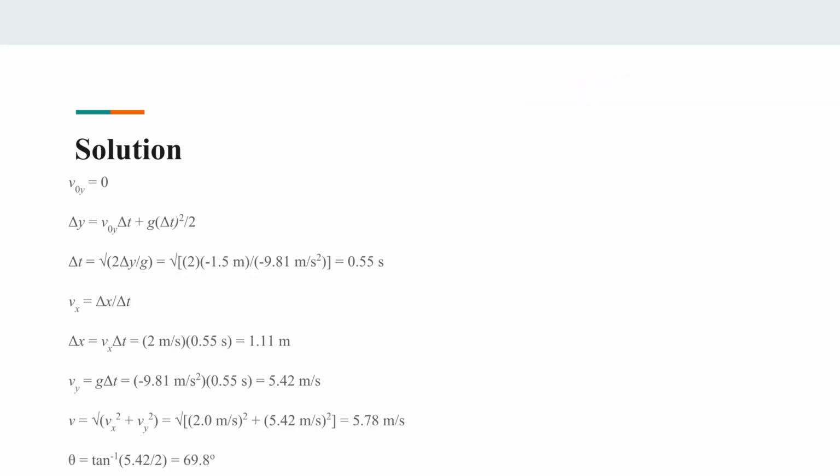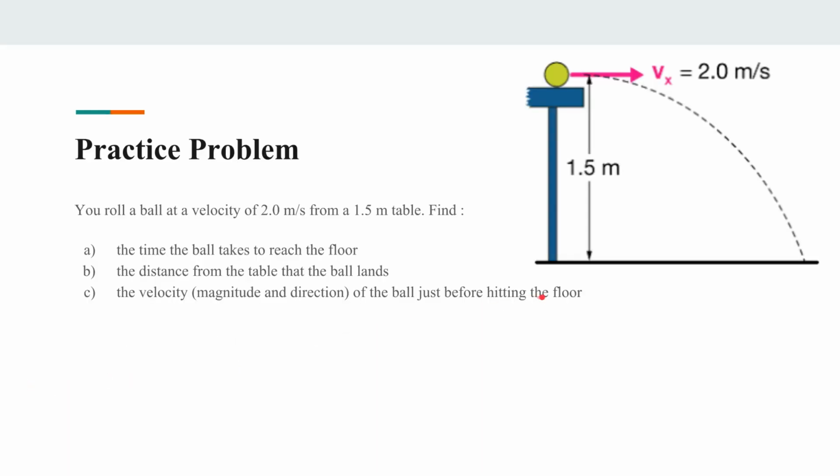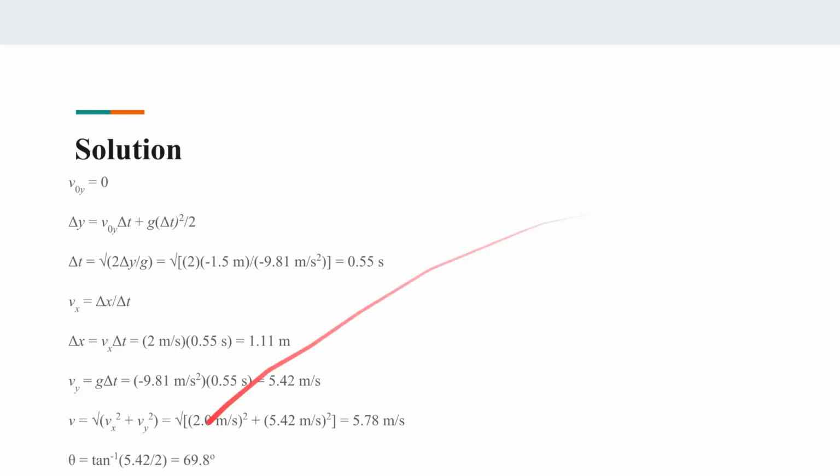So now we're working on part C. So where were we? Yes. So 5.42 meters per second. That's just the Vy at this point, right before it hits the floor, at 0.55 seconds. This is the y velocity over here. However, that's only the y velocity. If you want to find the actual velocity of the ball, use the Pythagorean theorem.